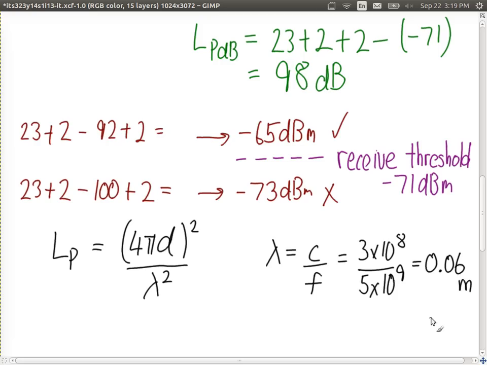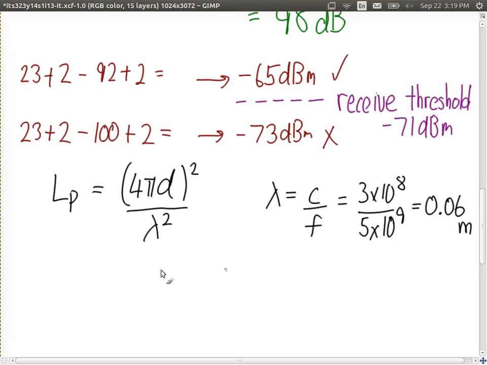I'd like to know how far I can separate them such that they can still communicate. I know the path loss in dB is 98 dB. I need to convert that back to the absolute factor. Let's do that now. We know the path loss in dB we calculated to be 98 dB, which is the same as an absolute factor, 10 to the power of 9.8.